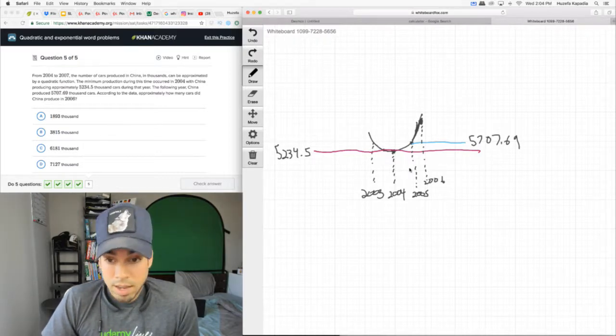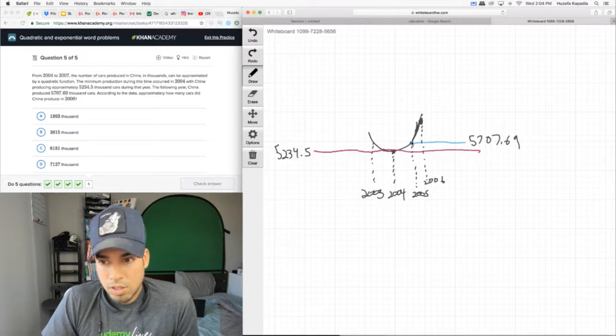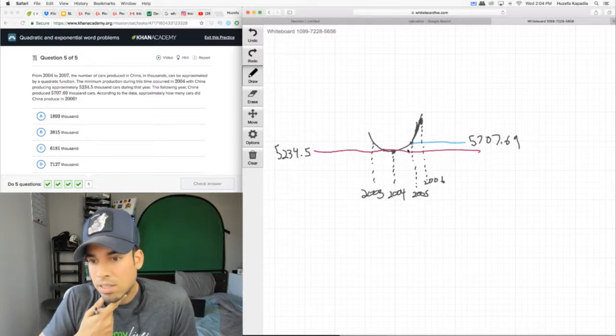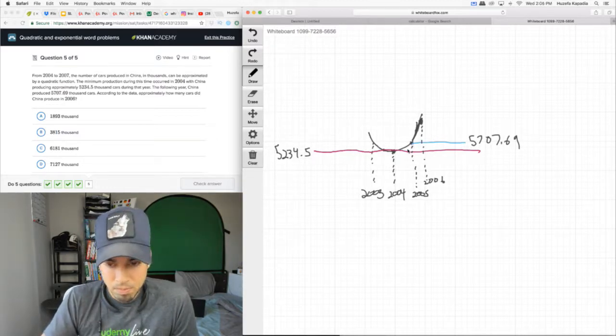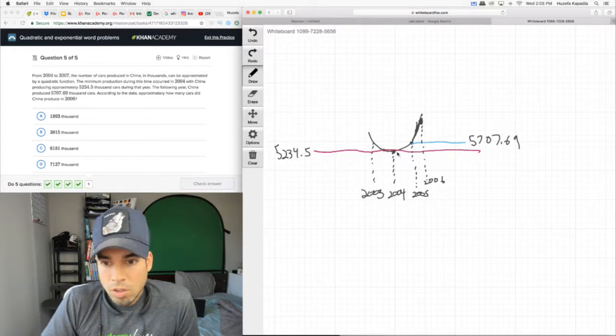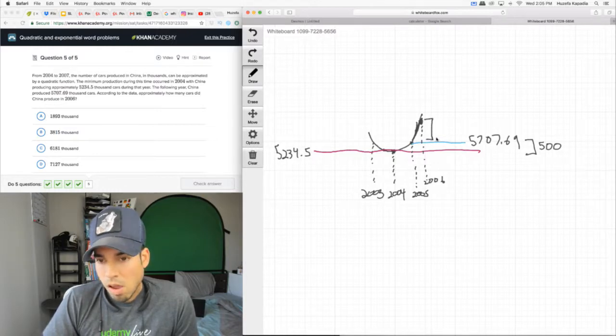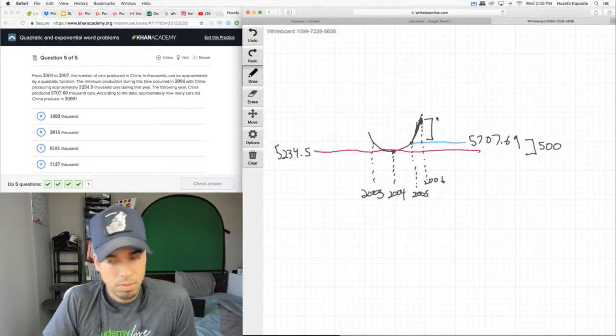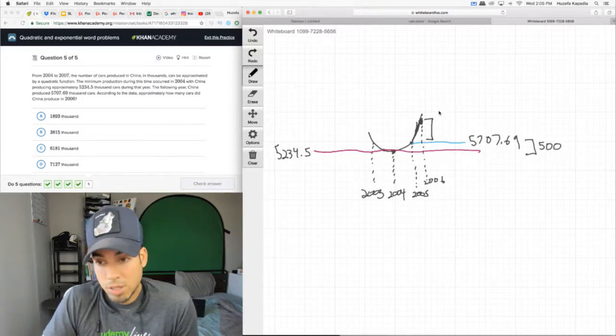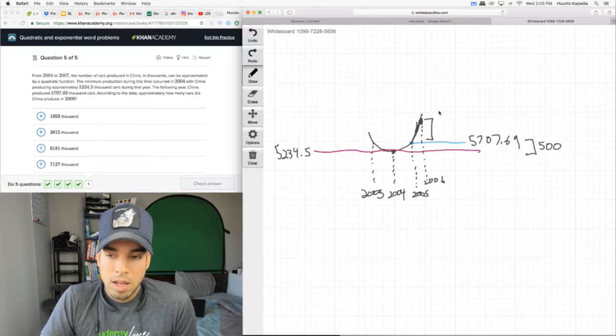I can't get an exact answer. I can tell you it's got to be greater than 5,707. I can also tell you that the jump from here to here is only about 500. So if this is a quadratic, this next jump should definitely be more than 500. It could be 800, it could be 1,000, but it should be more than 500.